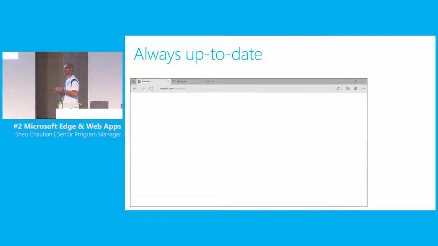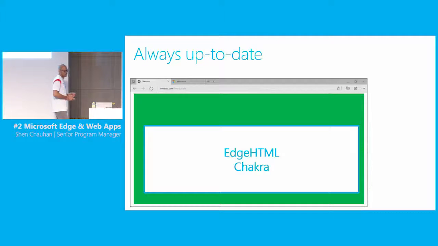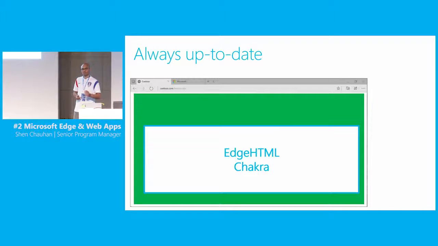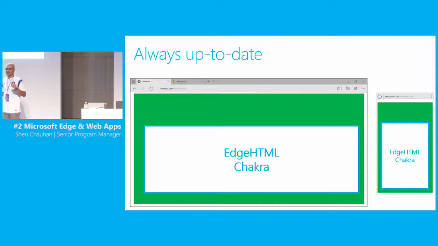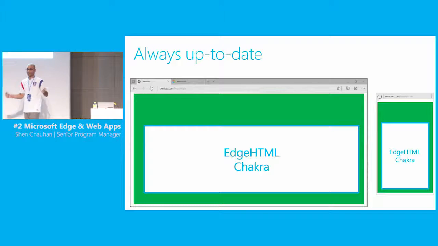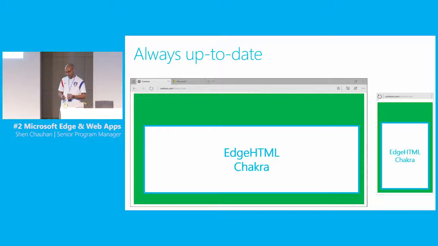So one of the things we're now doing in Edge is to make sure that it's always up to date. We still have the Edge HTML engine and the Chakra engine, both on the desktop and the client. And the key line here to take away is the web should just work with Edge. We want to make sure that it stays competitive with all the modern browsers out there.